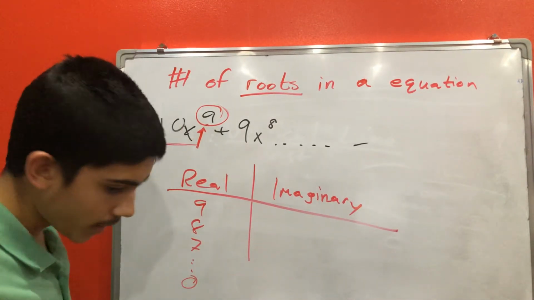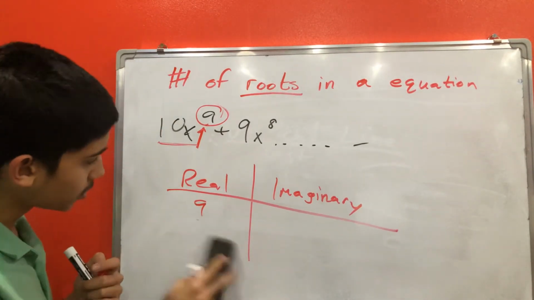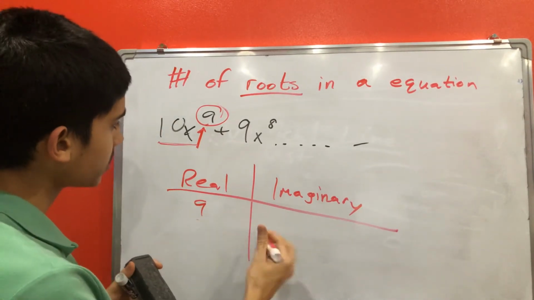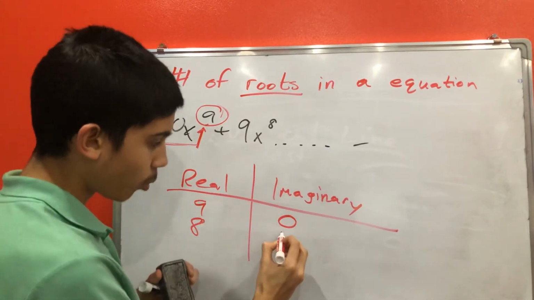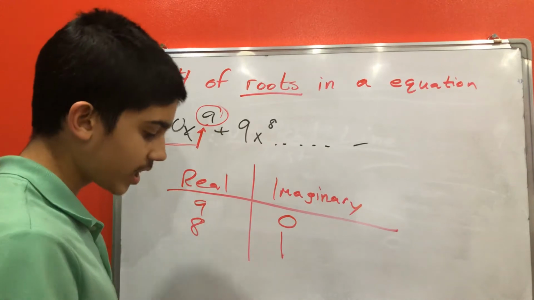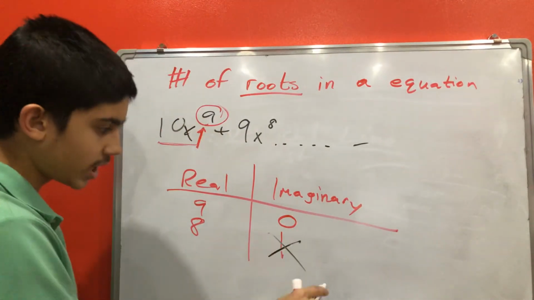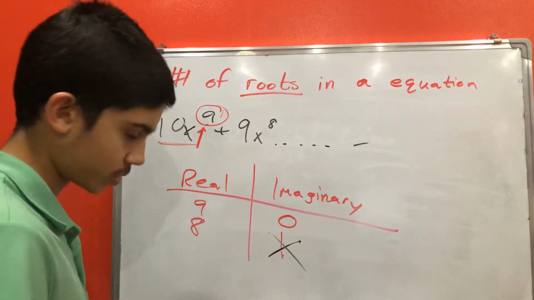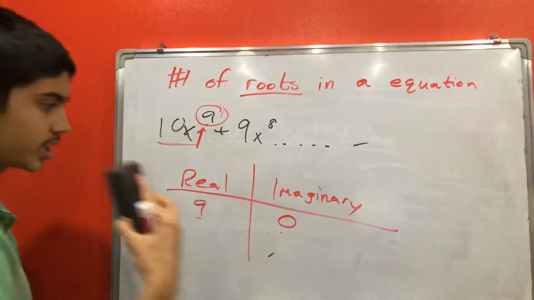For example, that will actually limit the number of real roots we have. So if we have 9 real roots, then we have 0 imaginary roots. If we have 8 real roots, then we have 1 imaginary root. But we can never have an odd number of imaginary roots. We can only have an even number of imaginary roots. So we can never have 8 real roots, and we can never have 1 imaginary root.